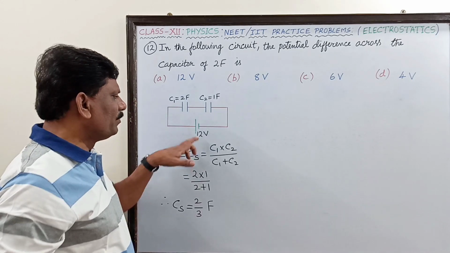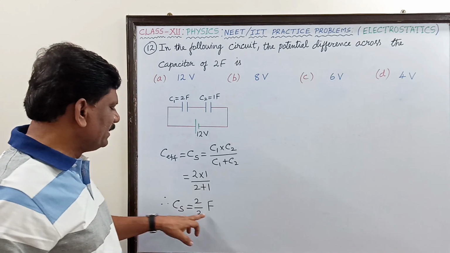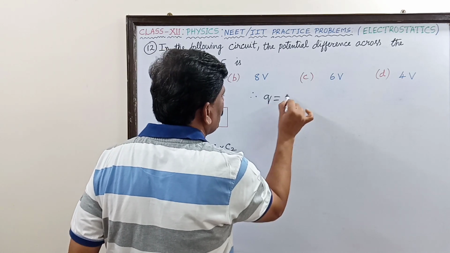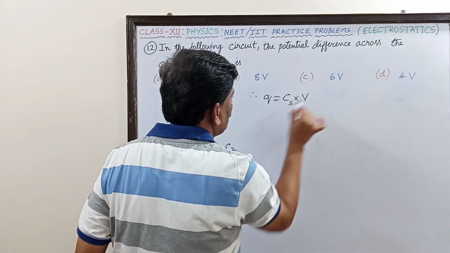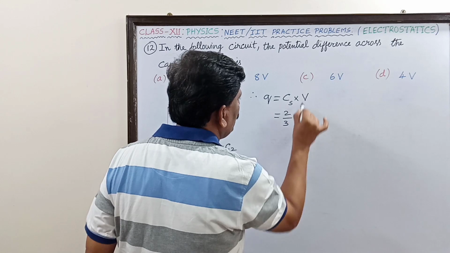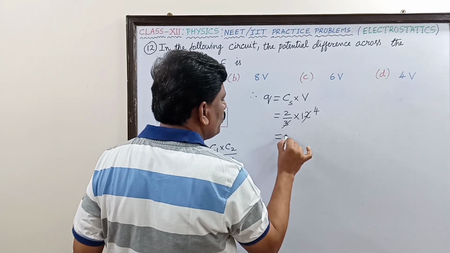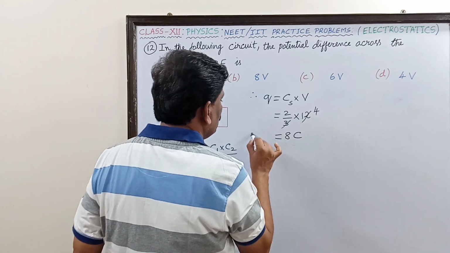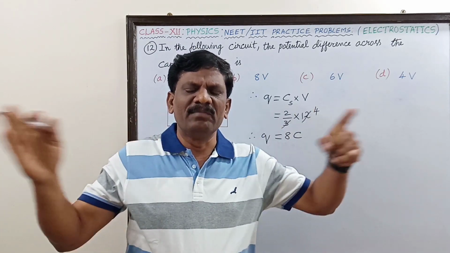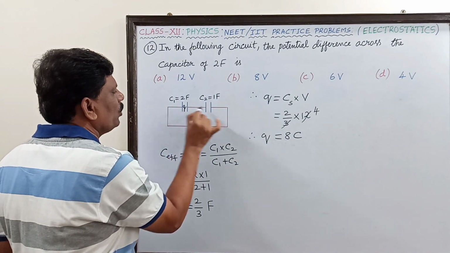What is the potential difference applied across the combination? It is 12 volt. The effective capacitance is 2 by 3 farad. Therefore, the total charge Q is equal to Cs into V. So this is equal to 2 by 3 into V, which is 12. So 4 3s are 12, 2 4s are 8 coulomb. Therefore, Q is equal to 8 coulomb.